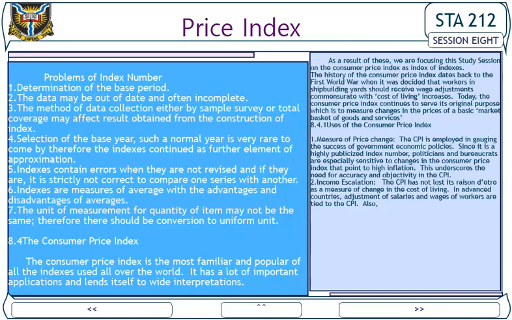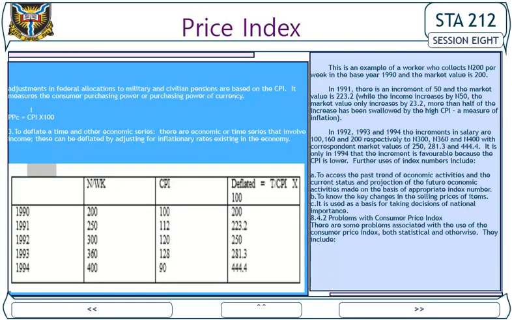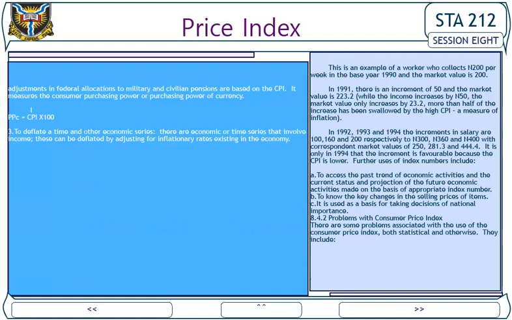2. Income escalation. The CPI has not lost its raison d'etre as a measure of change in the cost of living. In advanced countries, adjustment of salaries and wages of workers are tied to the CPI. Also, adjustments in federal allocations to military and civilian pensions are based on the CPI. It measures the consumer purchasing power, or purchasing power of currency.